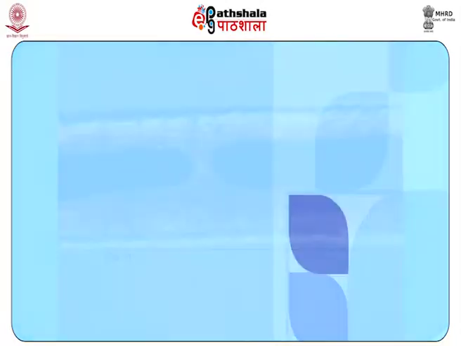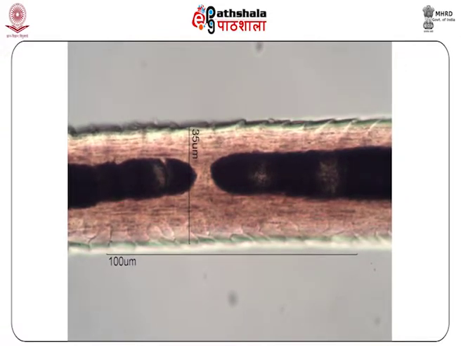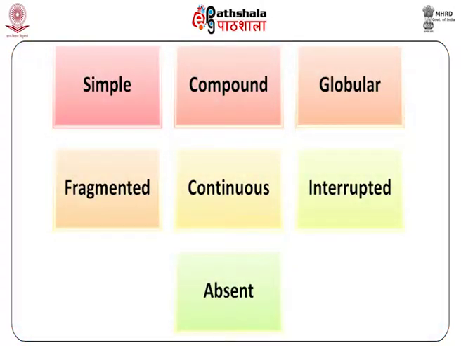It is not necessary that all human hair will contain medulla. It can be absent. The appearance of medulla slightly varies in a single individual's hair if it is present. It can be classified into various types, that is simple, compound, globular, fragmented, continuous, interrupted or absent. For example, head hair of humans lacks medulla, or if present then it is a fragmented medulla.